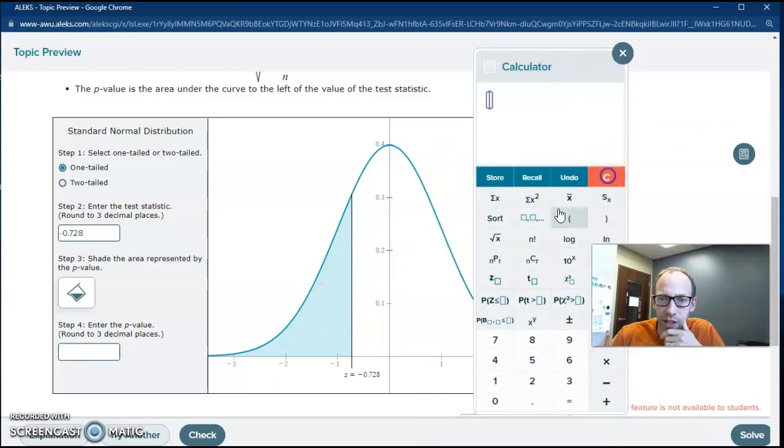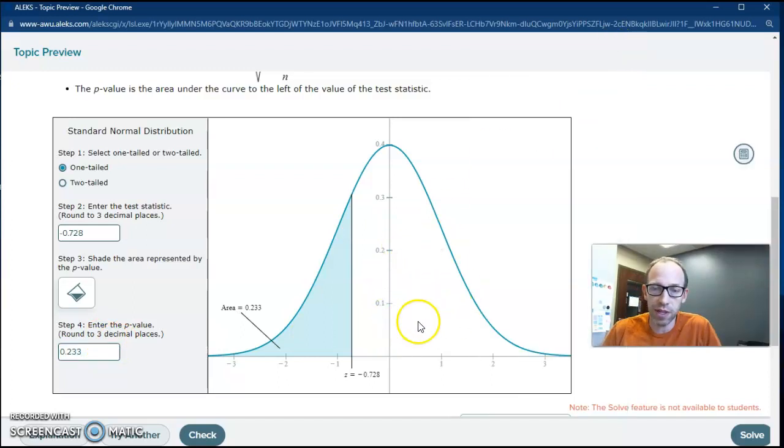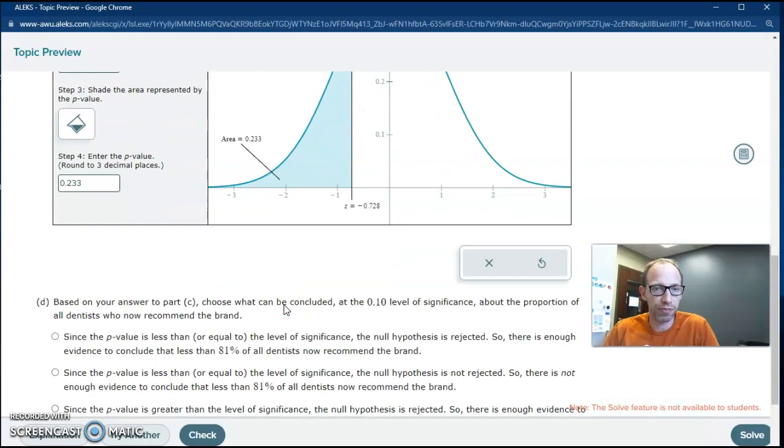If we go to our calculator, we have this probability that z is less than or equal to, so we can put in our negative 0.728 there. Do we need to subtract this from 1? We don't, because the calculator gives us the area to the left, and that's exactly what we want to find. We want that shaded area on the left side, so we don't need to subtract this answer from 1. If we had gotten this area over here somehow, then we would need to subtract from 1.